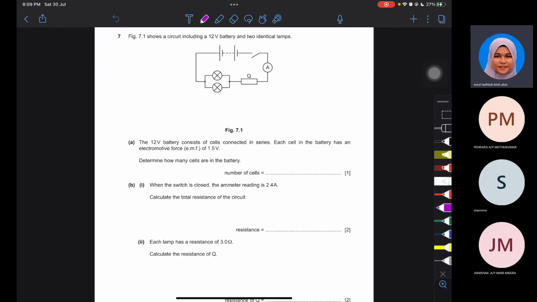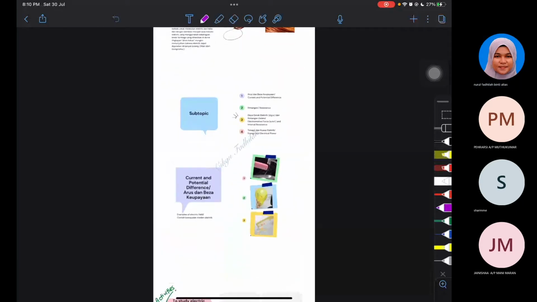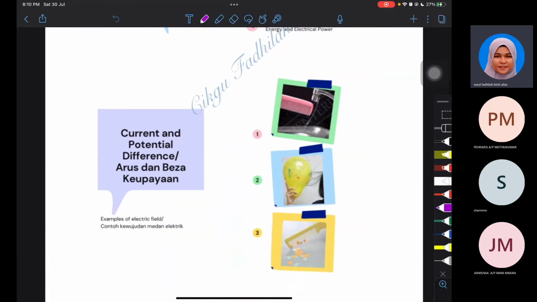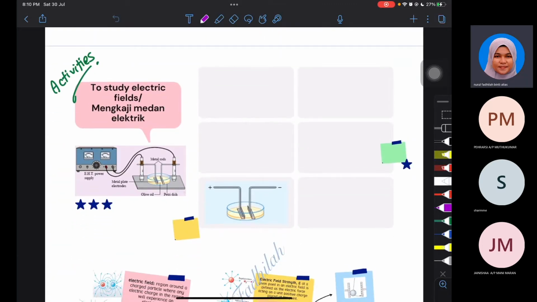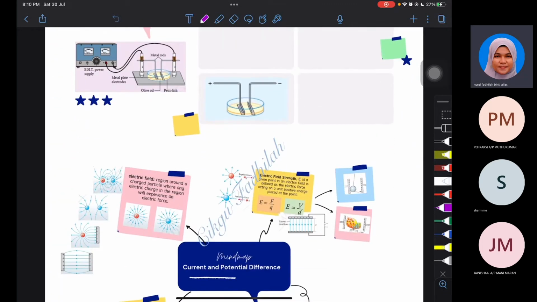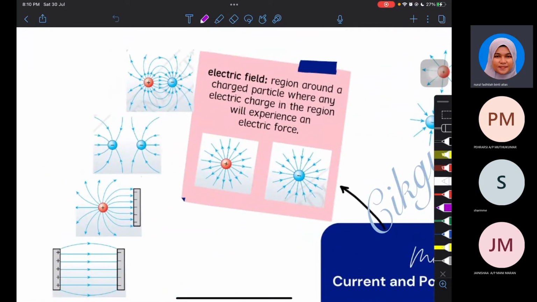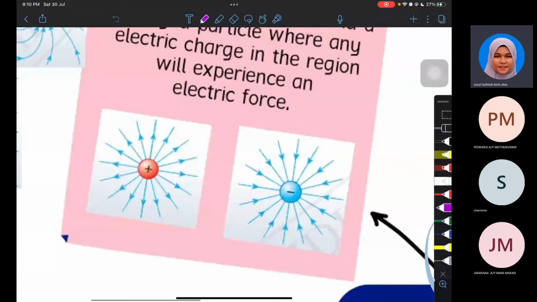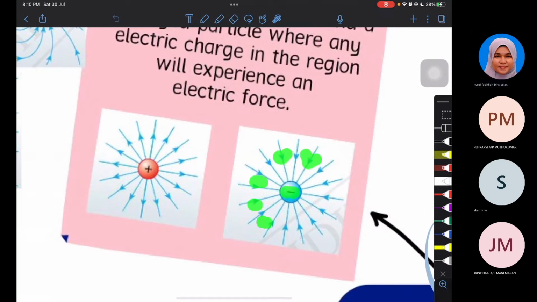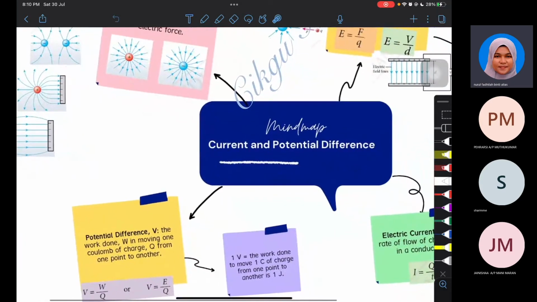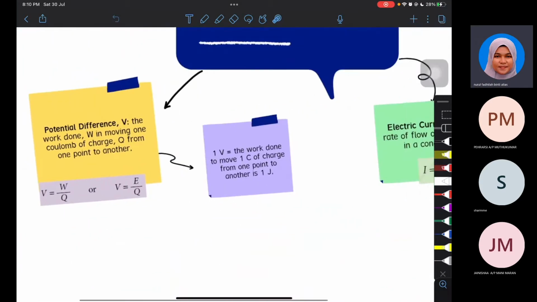Dalam topik elektrik, kita belajar apa? What do you remember? What you learn in topik elektrik? So, yang you belajar, current and potential difference. Okay, and then ada experiments, activities. Okay, and then you need to know how to draw the electric field region. Yeah, positive charge, outwards, out. Kalau negative, inwards.